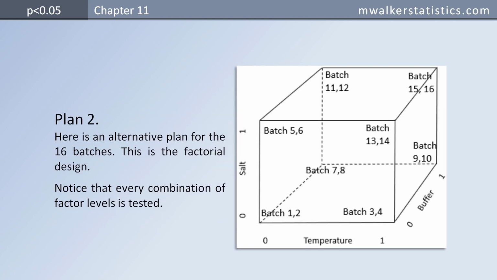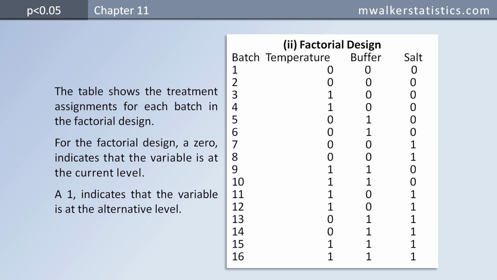Plan 2. Here is an alternative plan for the 16 batches. This is the factorial design. Notice that every combination of factor levels is tested. The table below shows the treatment assignments for each batch in the factorial design. For the factorial design, a 0 indicates that the variable is at the current level. A 1 indicates that the variable is at the alternative level.